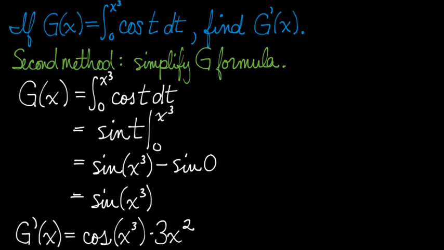And so you can see that to find the derivative of capital G, you're going to use the chain rule. And the outside function is sine, and the inside function is x cubed. And so you're going to be multiplying these 2 derivatives together to get your final answer.